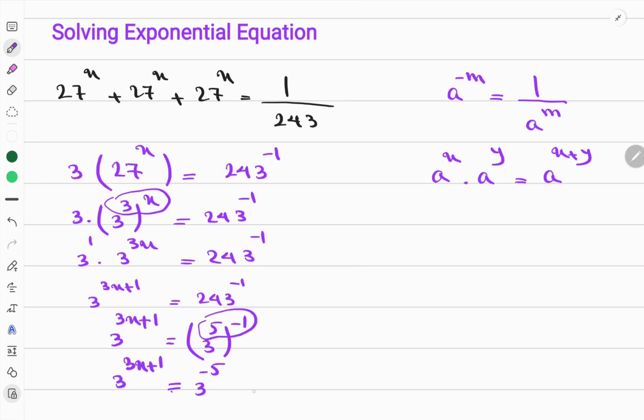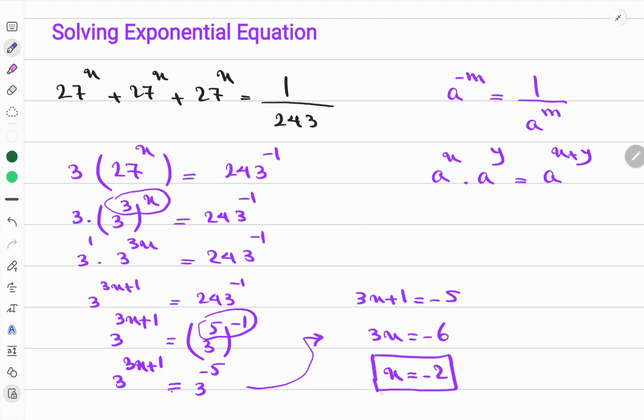So far, so good. Because the bases are equal, we should equate the exponents. So 3x plus 1 equals negative 5. 3x is negative 6 and x is negative 2, which is the answer of this question.